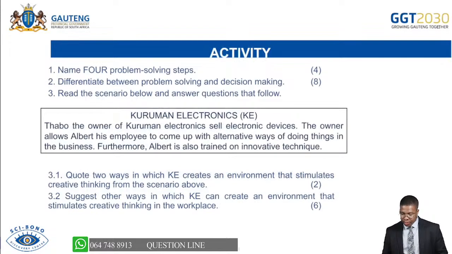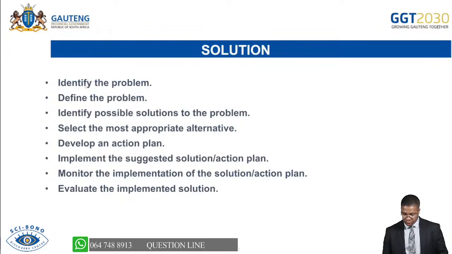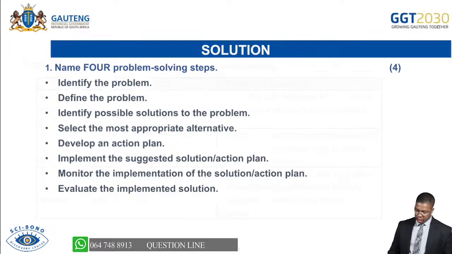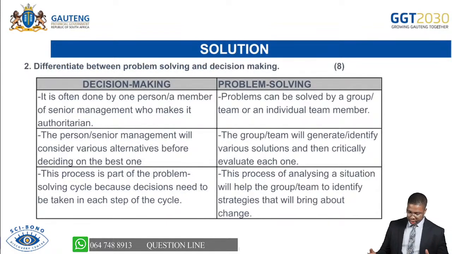When they say name 4 problem solving techniques, make sure that you talk about what? Identifying and defining the problem, identifying possible solutions to the problem, selecting the most appropriate alternative, developing an action plan, then implementing the suggested solution. Then we say differences between problem solving and decision making.